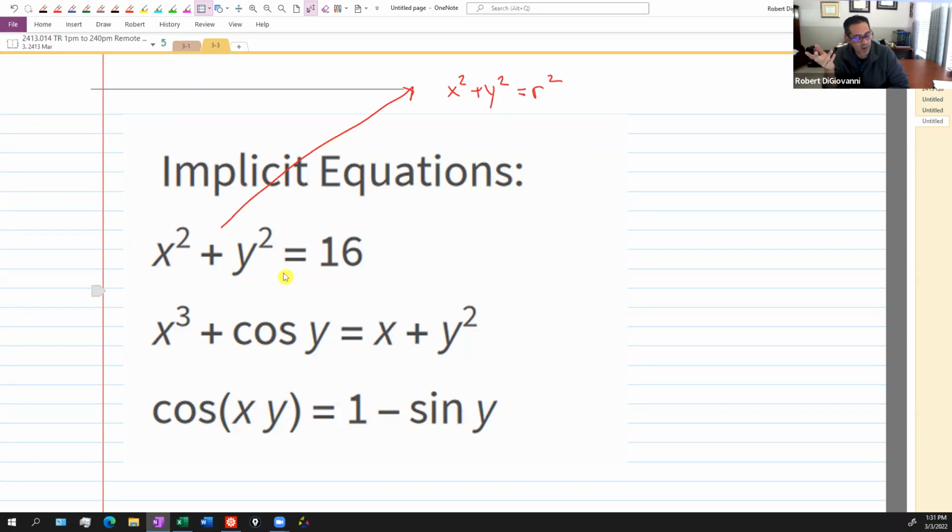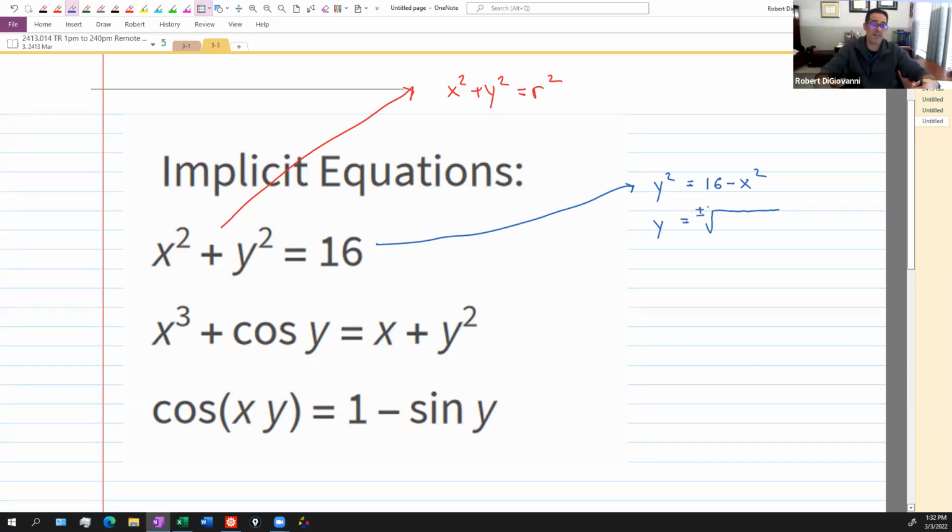It's not simple. If I give you x, it's not simple for you to tell me what y is. And if I give you y, it's not simple for you to tell me what x is. Well, you might say, okay, great, I'll just solve this for y. So let's solve for y. I'm going to subtract x squared on both sides. That's just algebra. Okay, I almost have y by itself. To get y by itself, I need to take the square root on both sides. But because you're taking the square root, you have to do plus or minus. Anytime you take the square root on both sides of an equation, you must do plus or minus.